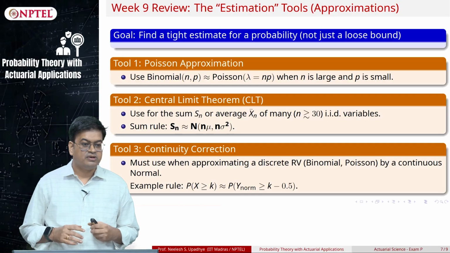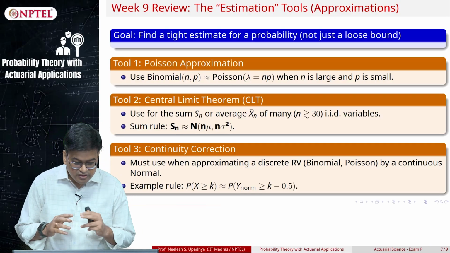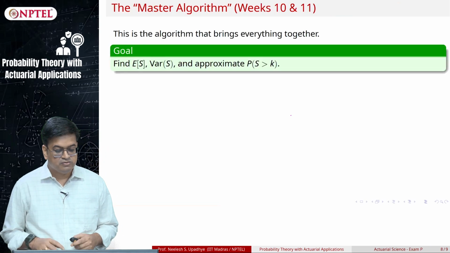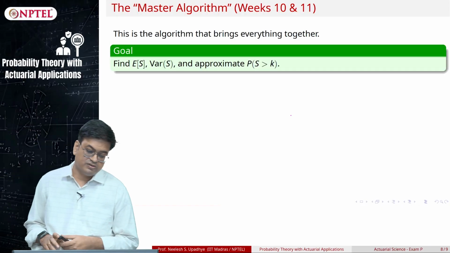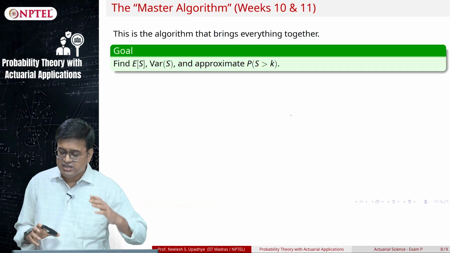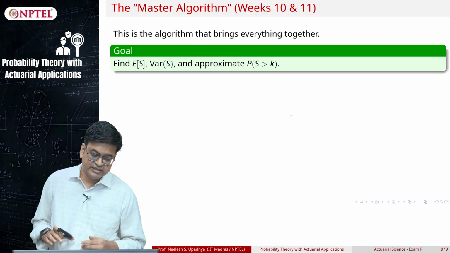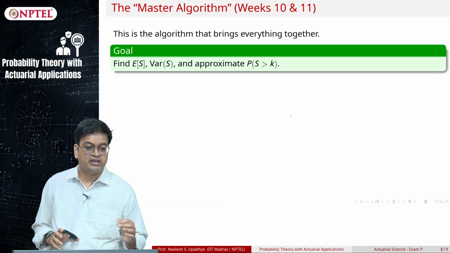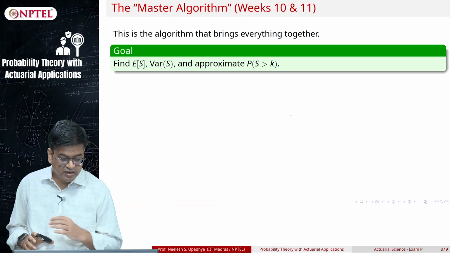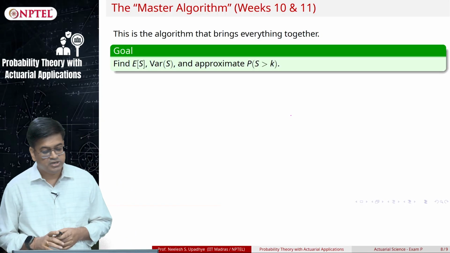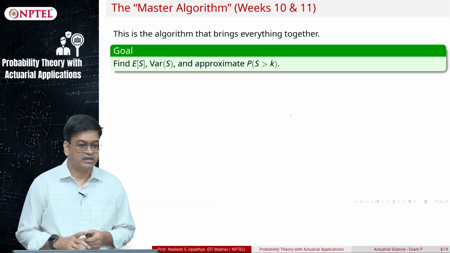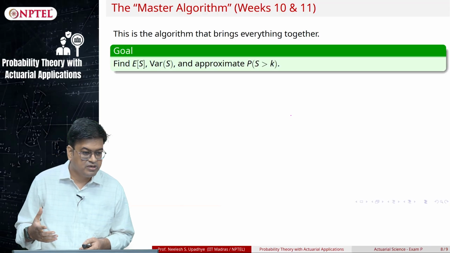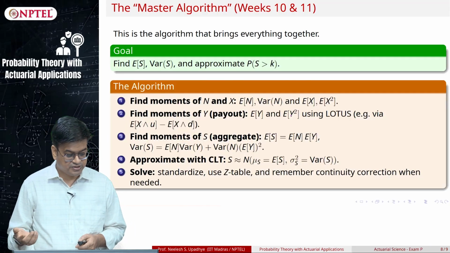So now let us move on and see what we have built in weeks 10 and 11. We basically developed a master algorithm, and we have devoted several lectures to computing these things: expected value of S, variance of S, and then the approximate probability of S greater than k. So how to do that? For that we have a master algorithm which essentially has 5 steps.